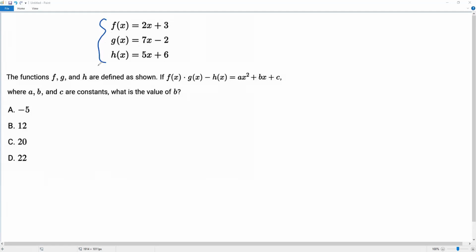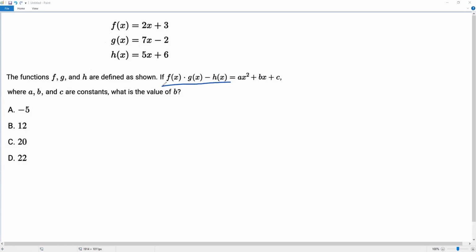Here we have three functions, f of x, g of x, and h of x. The functions f, g, and h are different as shown. If f of x times g of x minus h of x equals ax squared plus bx plus c, where a, b, and c are constants, what is the value of b? Our aim is to find the value of b.